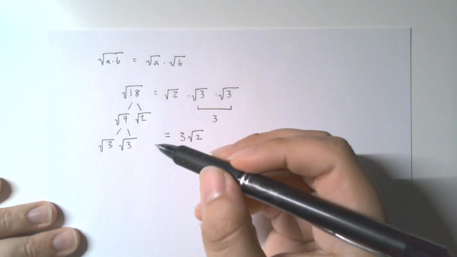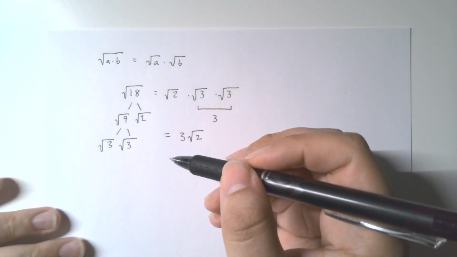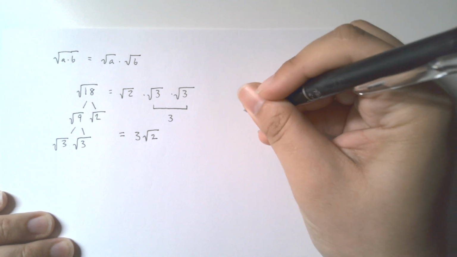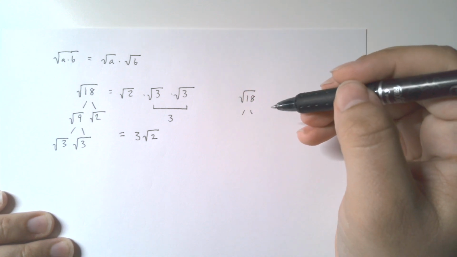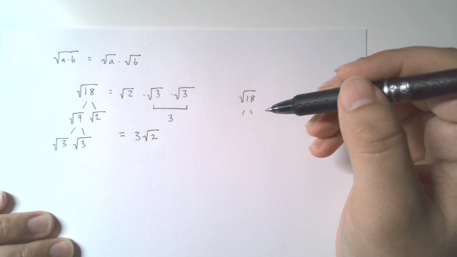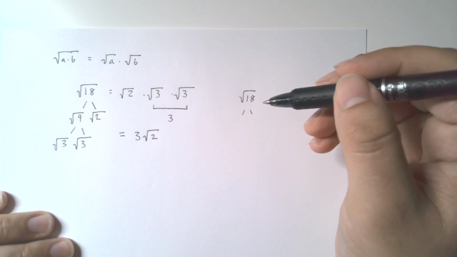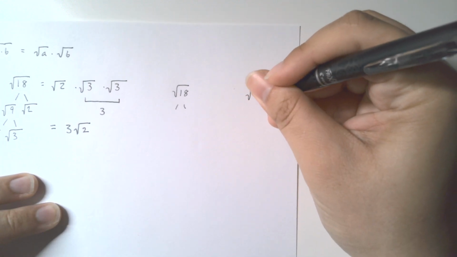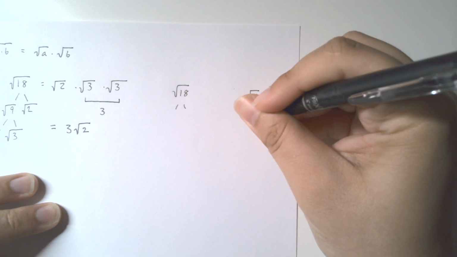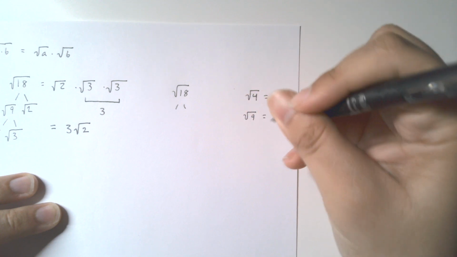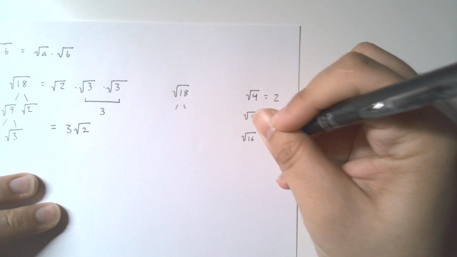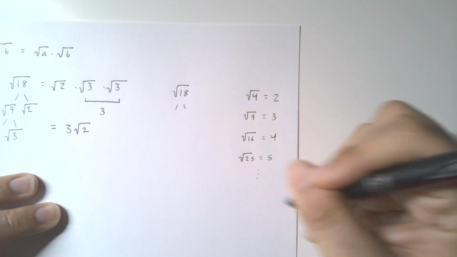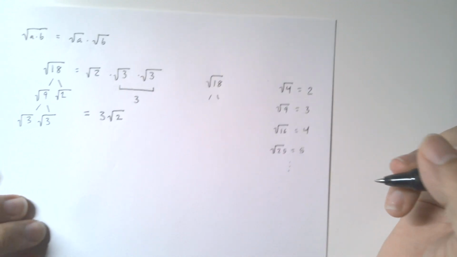However, we don't actually have to make a full factor tree like this. In fact, if we instead ask ourselves, what's the biggest perfect square that we can divide 18 by? Remember that our perfect squares are numbers like this. We have the square root of 4 is equal to 2, the square root of 9 is equal to 3, the square root of 16 is equal to 4, and so on and so forth. And we can keep making a list like that.